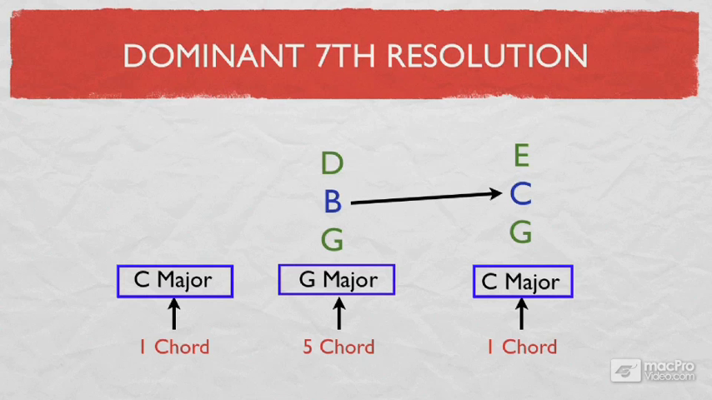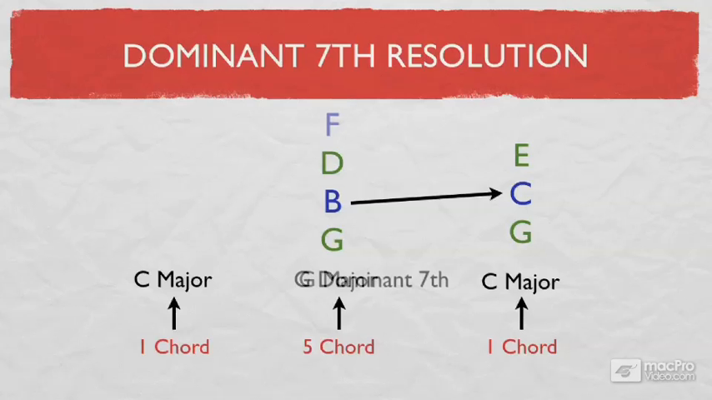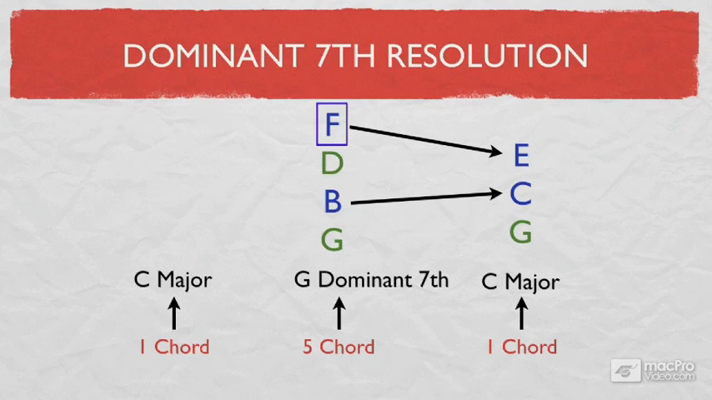By making the 5 chord a dominant seventh by the inclusion of the F, however, we create an even stronger feeling of resolution, because now not only do we have the strong B resolving to the tonic C, but we also have the F resolving strongly to the E, which is a very important note, the major third in the tonic C major chord. The dominant 7th chord doesn't always have to resolve to the tonic chord, however.